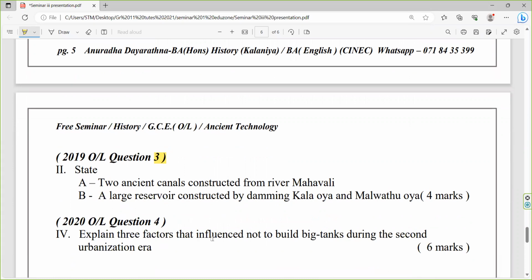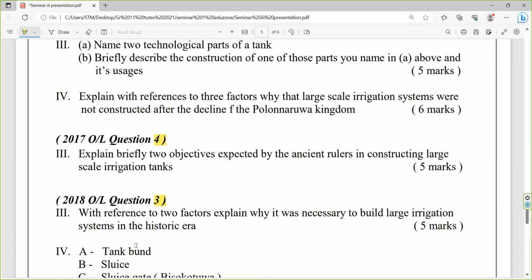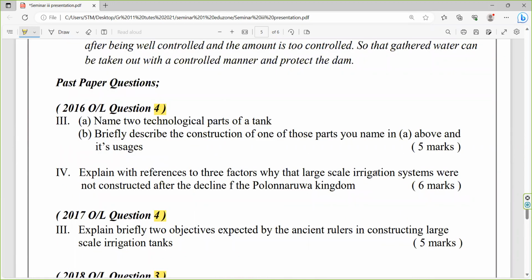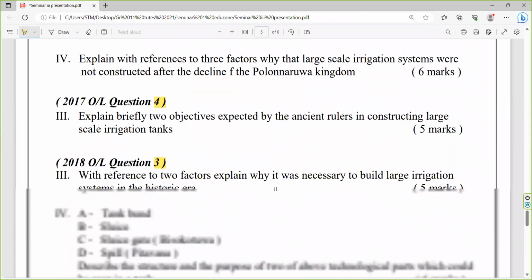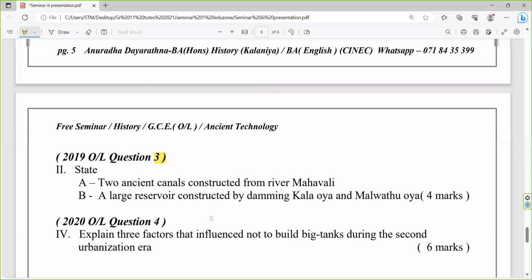2020: explain 3 factors that influenced not building big tanks during the second urbanization era. Once again this question was repeated: explain with reference to 3 factors why large-scale irrigation systems were not constructed after the decline of the Polonnaruwa Kingdom. Polonnaruwa Kingdom belongs to the first urbanization. Now we are asking about the second urbanization. Second urbanization means what? That is the time period of Dambadeniya, Yapahuwa, Kurunegala, Gampola, and Kotte.